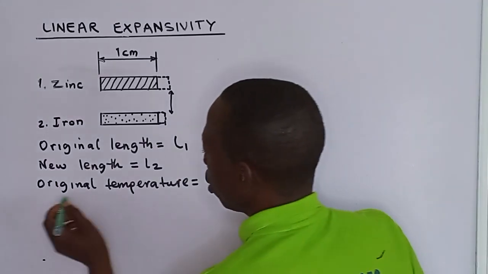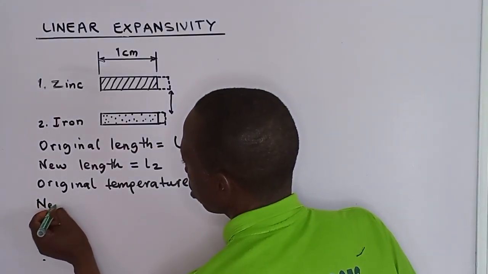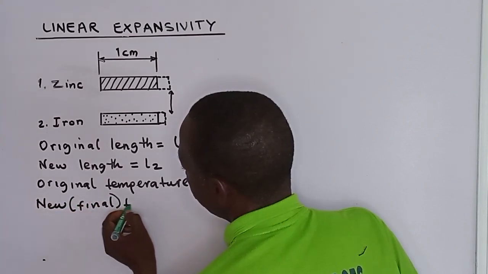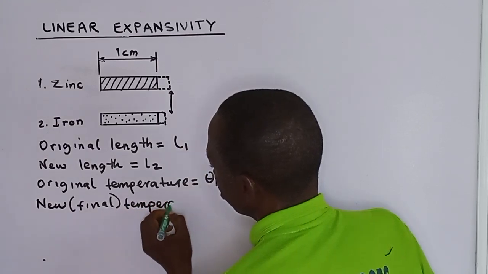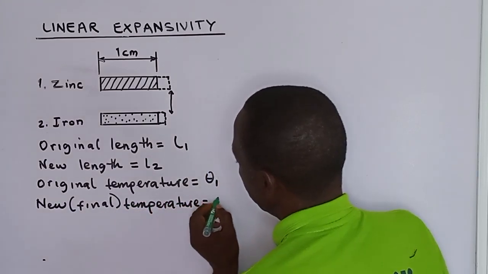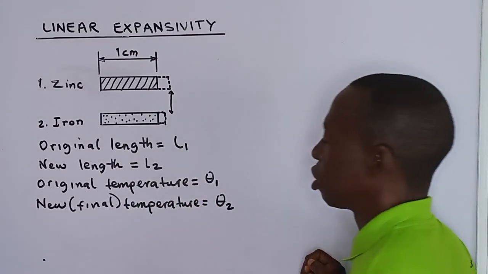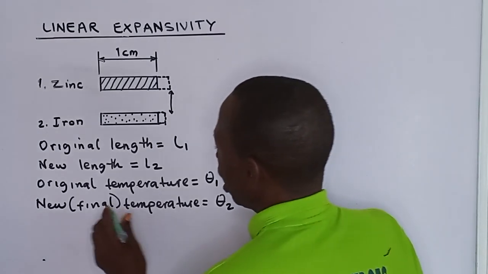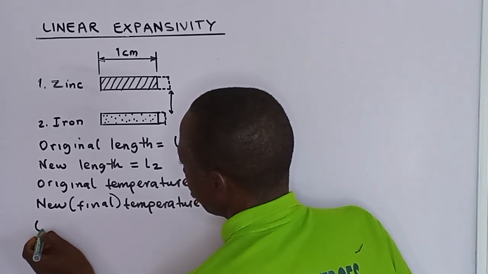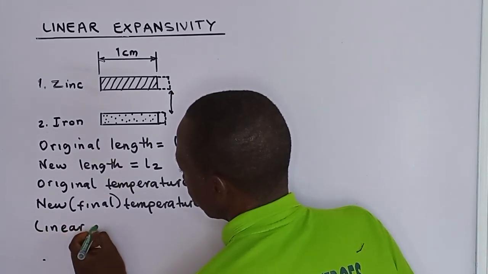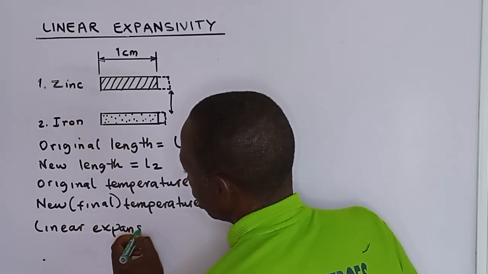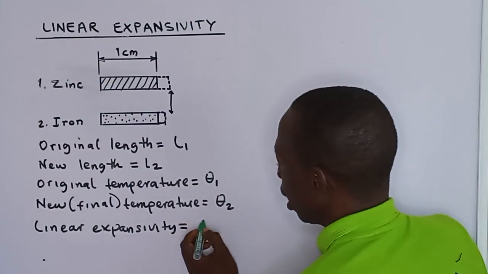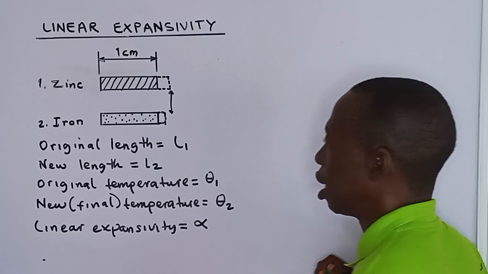Then we also have what we call new, or sometimes we call it final temperature. We use that as theta 2, new or final temperature. Now, we have what we call the linear expansivity. We use the Greek letter alpha to represent that.